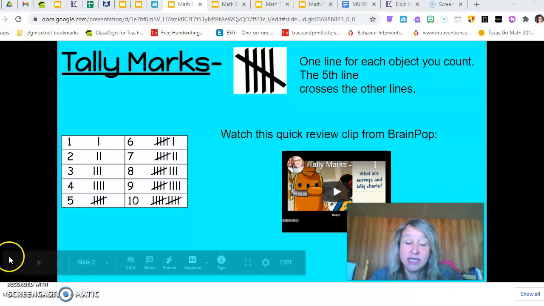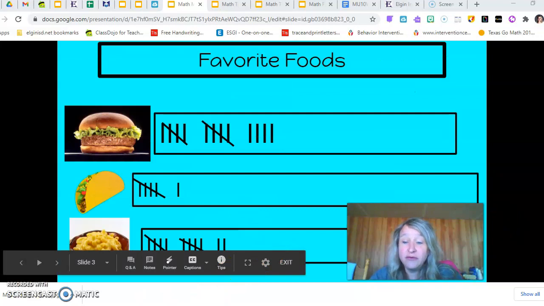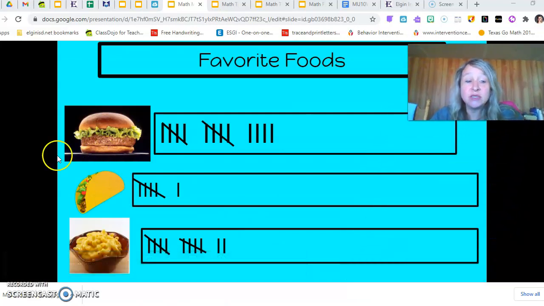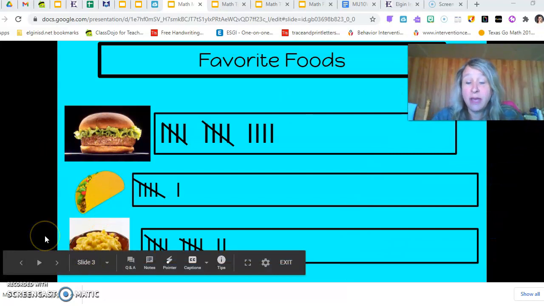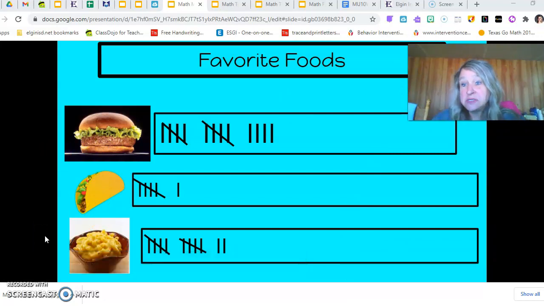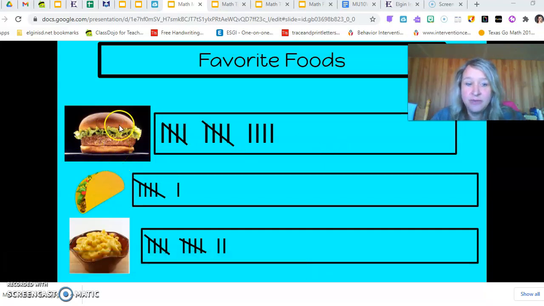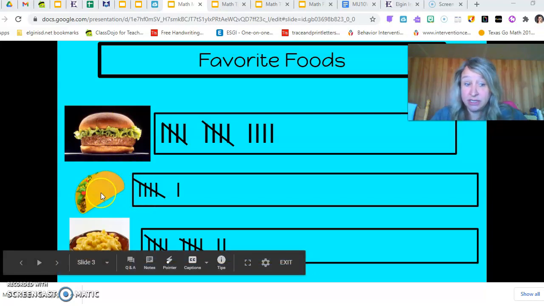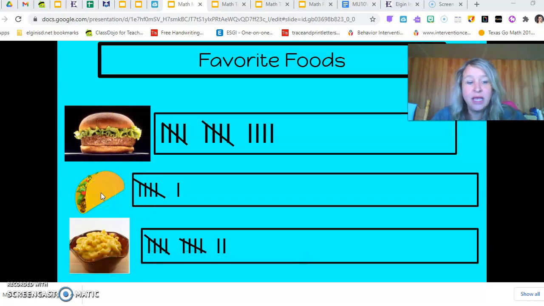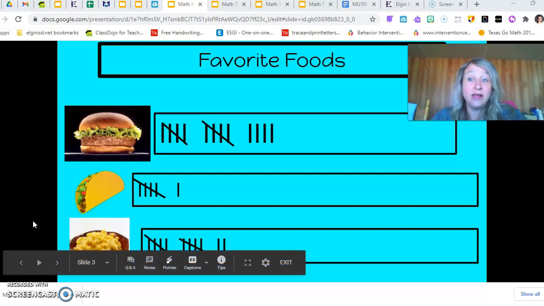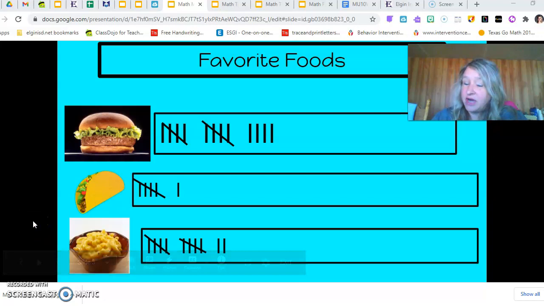So I asked some of my friends what their favorite foods were. Their choices were hamburgers, tacos, or mac and cheese. I did what Annie did, and I took a survey. I wrote a tally mark for each person that told me hamburger was their favorite, a tally mark for each person that told me tacos was their favorite, and a tally mark for each person that liked mac and cheese the best. If I buy all of these foods for my restaurant, I'm going to have some happy customers, because that's what they like to eat.